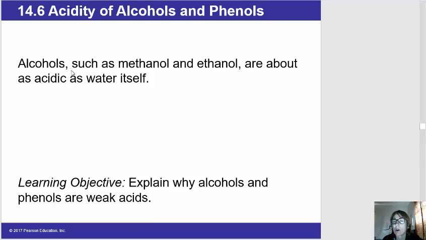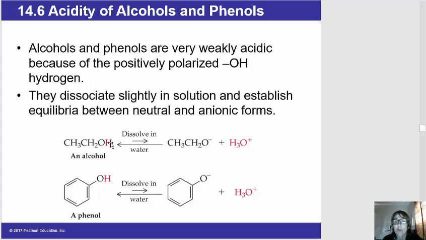So if we look at the acidity of alcohols, such as methanol and ethanol, the smaller molar mass alcohols that would dissolve in water, where acidity would make sense, they are about as acidic as water itself, which means they are really not that acidic at all. So if we look at the hydroxyl hydrogen, it can dissociate in water to give an alkoxy anion and hydronium, but the Ka is about 10 to the minus 15th. So that's a weaker acid than water would be.